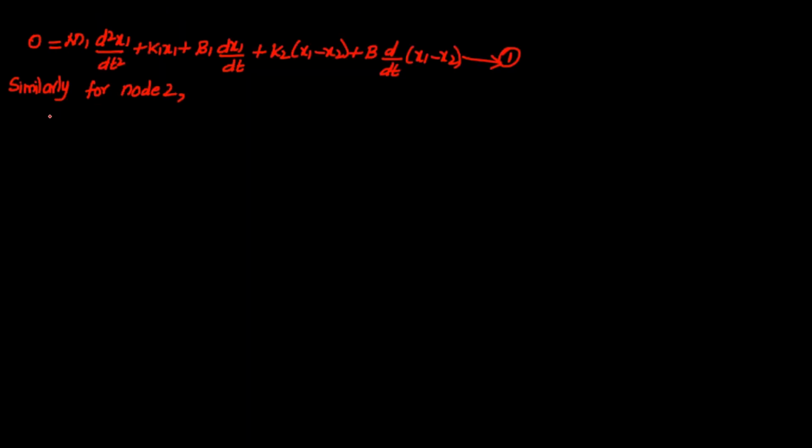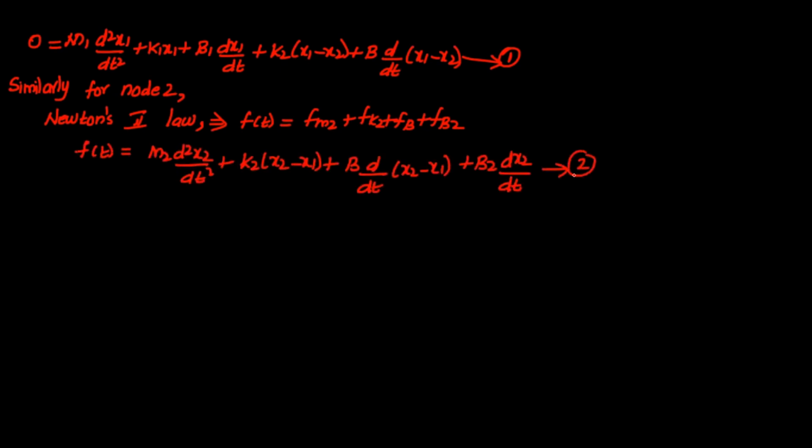Similarly, for node 2, we are going to apply Newton's second law. So as we know, Newton's second law is sum of applied forces equal to sum of opposing forces. So here we have an applied force f of t, and opposing forces are Fm2 plus Fk2 plus Fb plus Fb2. Okay. So I am going to expand these expressions. This is our second differential equation for node 2. Okay. So with this, our step 4 is over.